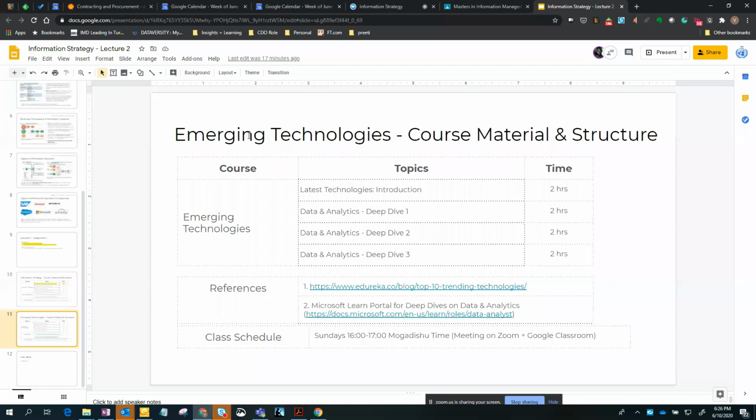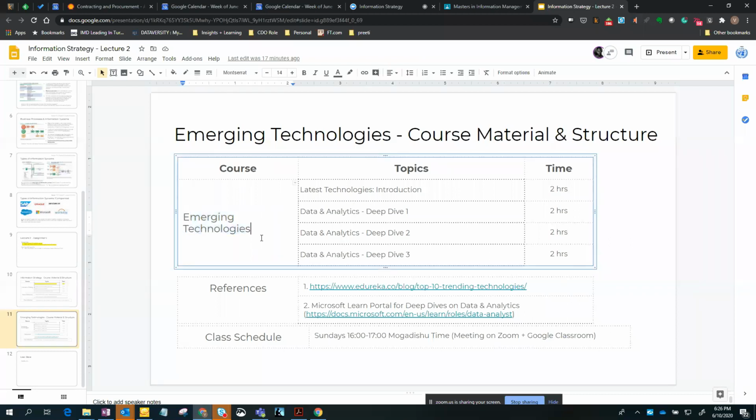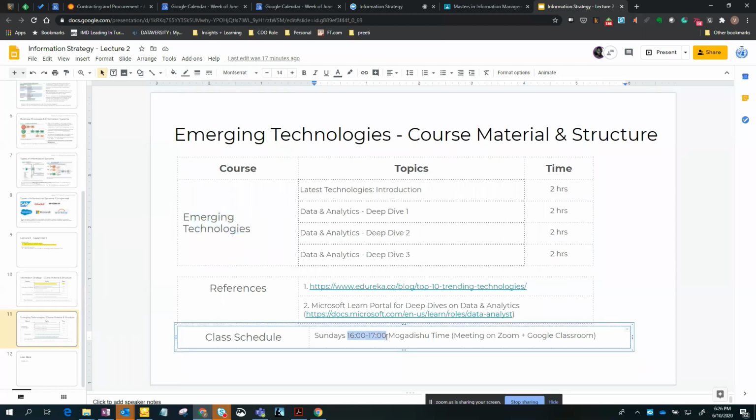We also have a course called Emerging Technologies, which I will also take and work with all of you on. I took the feedback that we talked about last time, that you want to learn more about data analytics and data analysis, and spend more time on that topic. So what I agreed with the other faculty members is that we will start the Emerging Technologies course from this Sunday. From the coming Sunday, we will use the slot of 4 to 5 p.m. Mogadishu time.